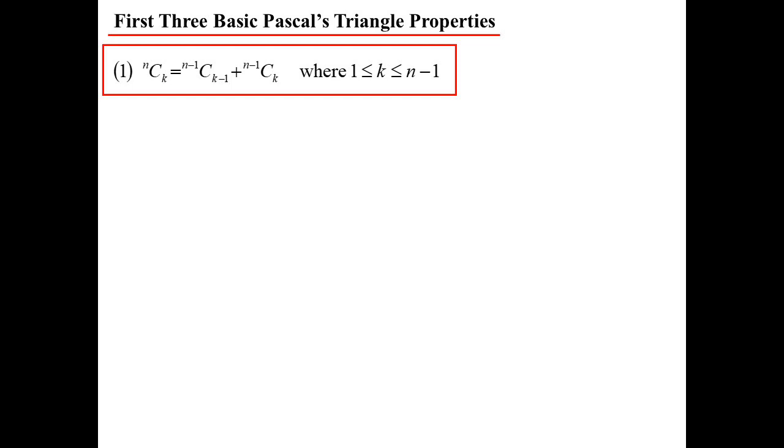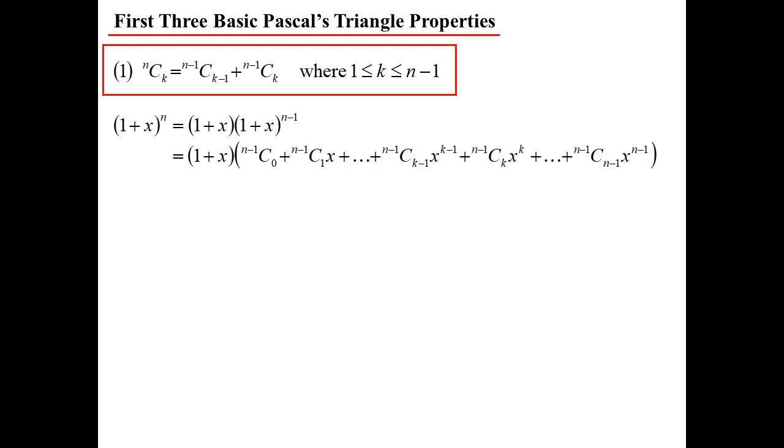nCk will always equal n-1Ck-1 plus n-1Ck, and k has to go in between 1 and n-1. How do we get that? Well, I could rewrite (1 + x)^n as (1 + x)(1 + x)^(n-1).